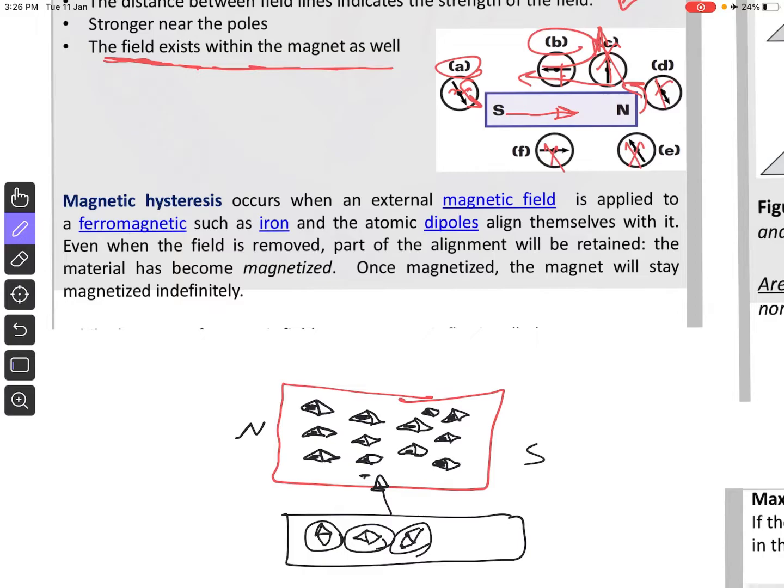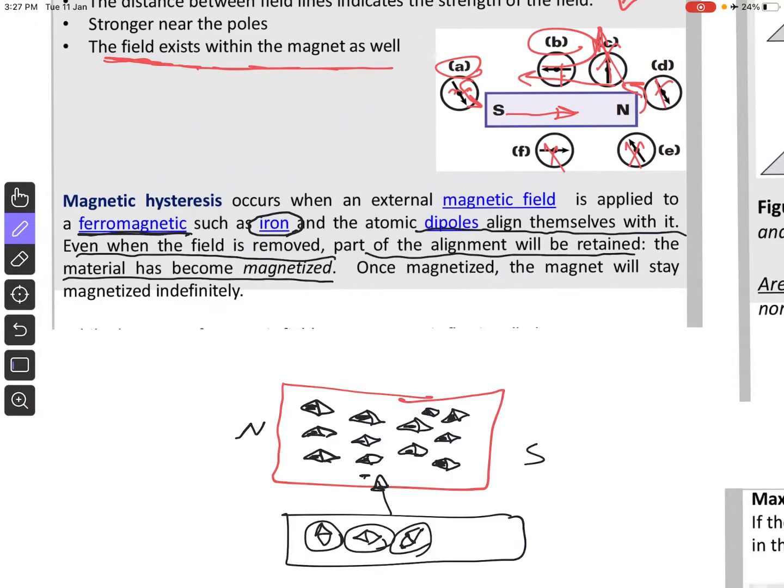So that's why we call them ferromagnetic. Ferromagnetic, like what? Like iron, okay, like cobalt. And by bringing this magnet near to that ferromagnetic material, it will align the atomic dipoles with the field of the external magnet. If the process goes well, perfectly, even when the field is removed, part of the alignment will be retained. Part of the effect of that force will still be retained in that iron. The material has become magnetized.